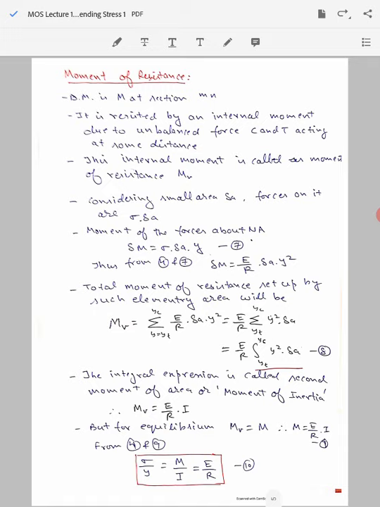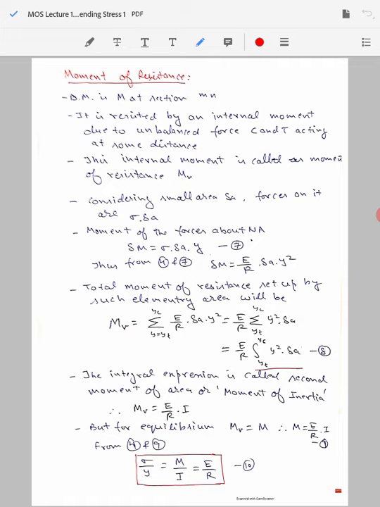So we have the compressive forces acting all along the cross section, and similarly the tensile forces acting just below the neutral axis all along the section, and they are all acting at a certain distance y from the neutral axis. Because of that, an internal resisting moment will be created by the forces acting at a certain distance from the neutral axis. This internal moment is called the moment of resistance, or MR, and let's find out the value of it.